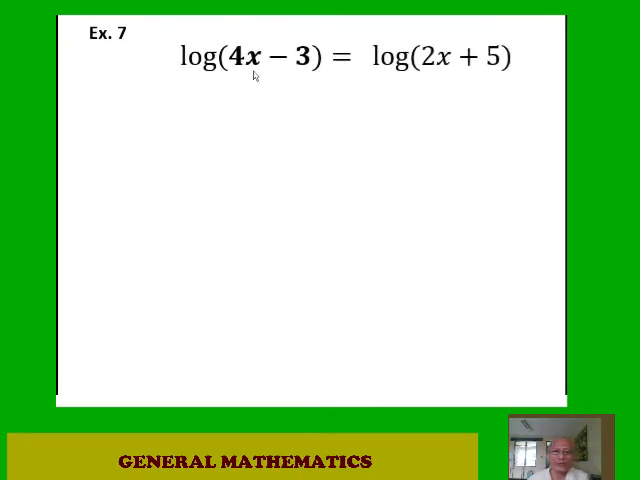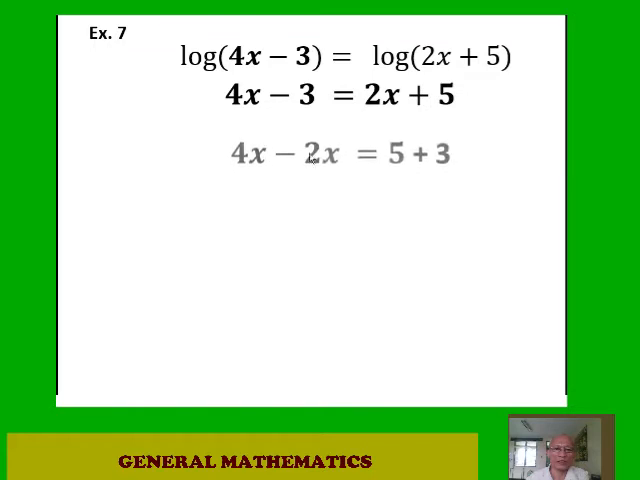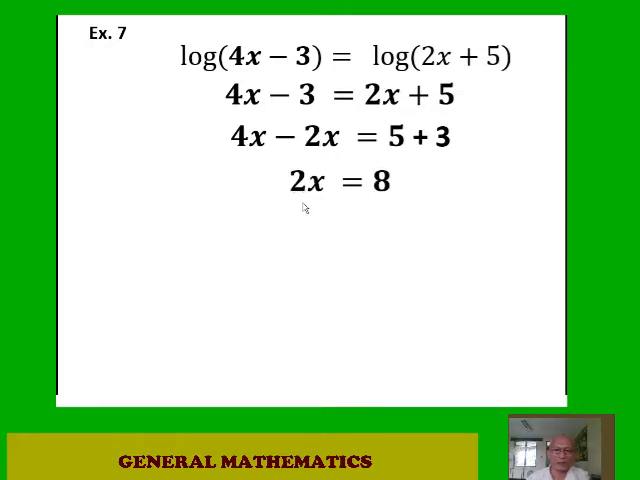Next, log of quantity 4x minus 3 equals log of quantity 2x plus 5. Both sides of the equation have the same base, which is 10. So we can equate 4x minus 3 equals 2x plus 5. Solving for x, transfer the term 2x to the left and negative 3 to the right. Then simplify. Then divide by 2 so that x is equal to 4.